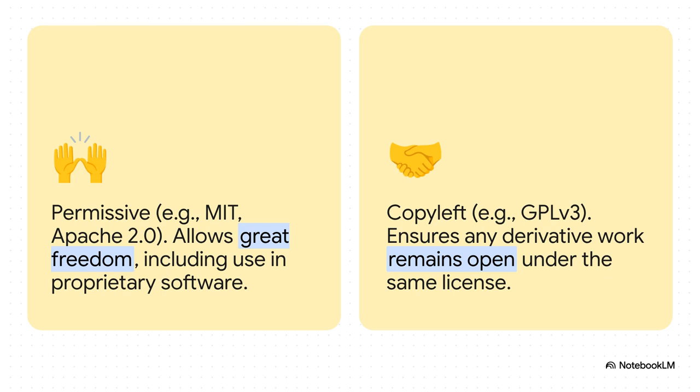Now, not all open source licenses are created equal. They basically fall into two different philosophical camps. On one side, you've got permissive licenses, like MIT. These are super chill. They basically say anyone can use your code for anything, even in their closed-source for-profit products. On the other side, you have copyleft licenses, like the GPL. These are all about paying it forward. They have a share-alike rule. If you use my code, your project has to be open too.